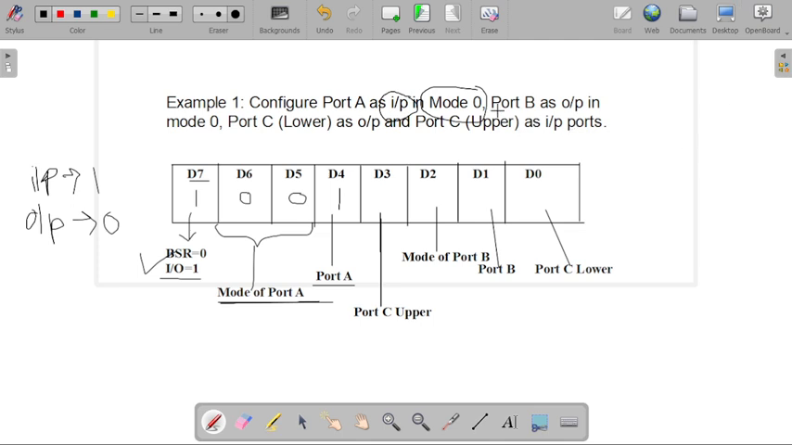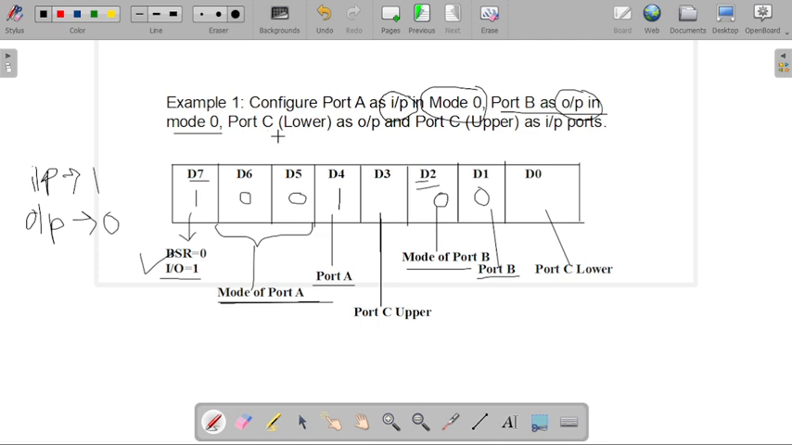Now the next part is port B, which will be set as output in mode 0. So till now we have set our port A structure, and now we have to set port B. So where is port B? This is our port B, and we have to set it into output mode. For setting it into output mode, I am writing here 0. And in case of port B also, we are setting the mode here, and this D2 bit will be considered for the mode of our port B. And in the example, the mode is given, that is 0, so I am writing here 0.